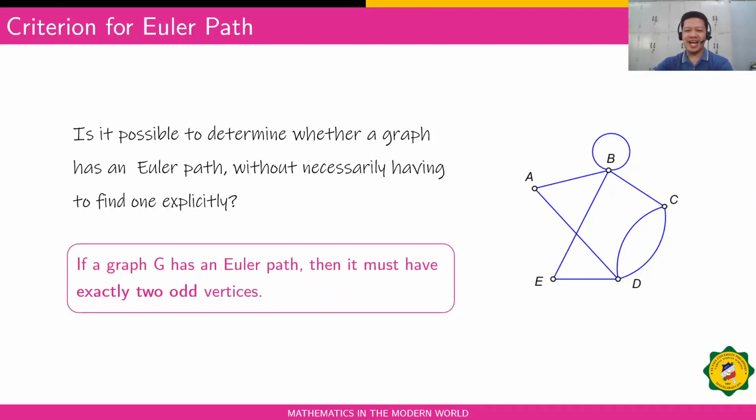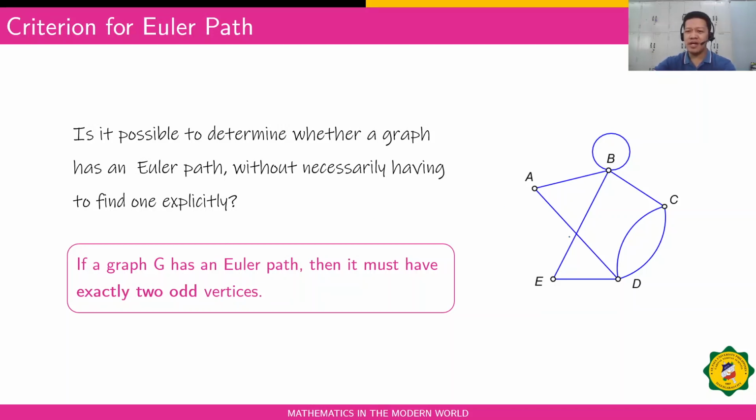There is, actually. We use this theorem. If a graph G has an Euler path, then it must have exactly two odd vertices. So let's say we have a graph G. To name a graph, you can use any uppercase letter like this G. And then we just determine whether among the vertices, there are two vertices with an odd degree.